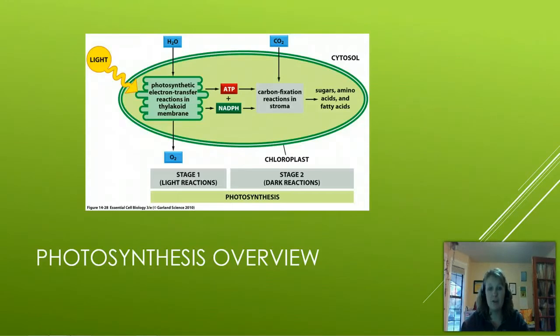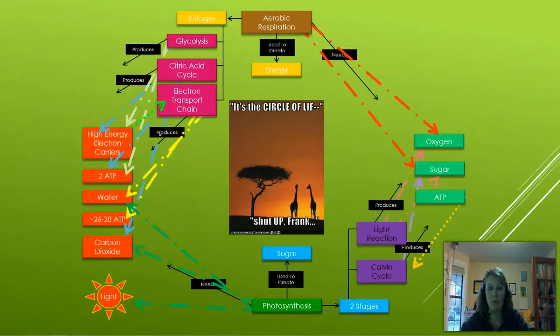Now what I want you to do is pause this recording and write down the products and reactants of both photosynthesis and chemiosmosis, cellular respiration, whatever you want to call it, the processes we've just been talking about. Basically, I'm asking you to write out everything that's going on in the carbon cycle. All right, so you're back.